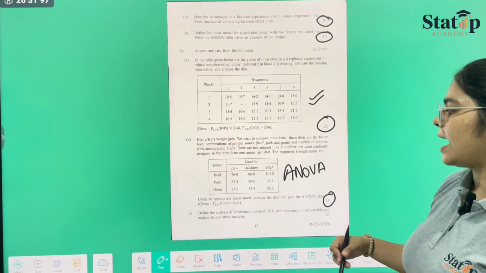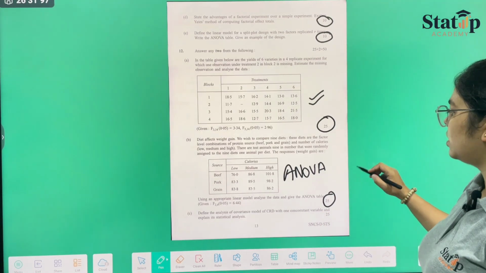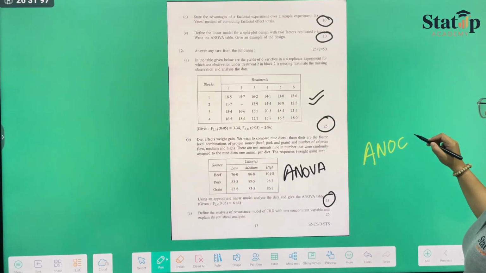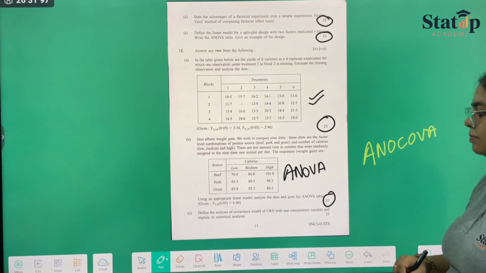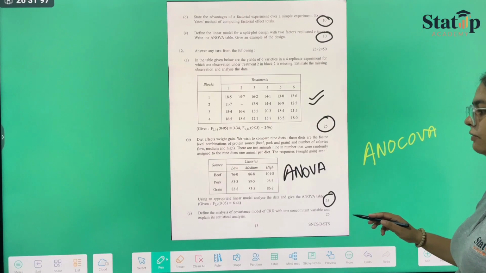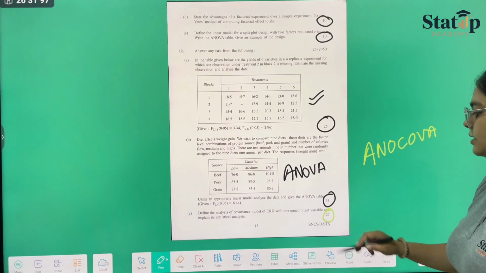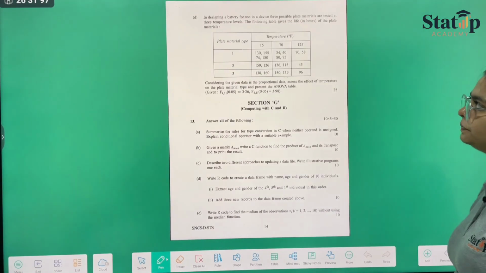C part was analysis of covariance. So ANOVA has been asked here in this part with one concomitant variable, and explain its statistical analysis. It was of 25 marks.